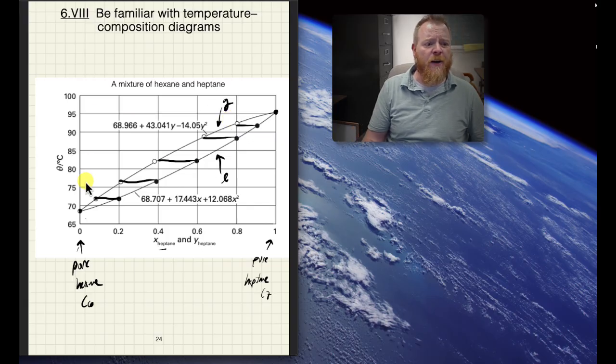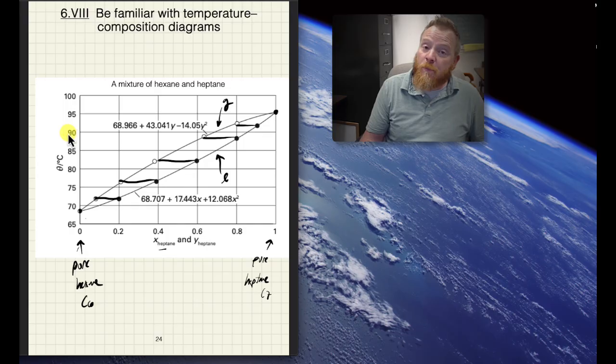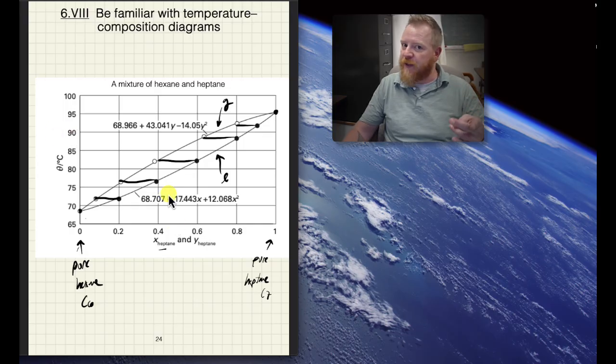And I just want you to remember that in the temperature composition diagram, the liquid line is on the bottom, the vapor line is on the top, but on the pressure composition, it's flipped.